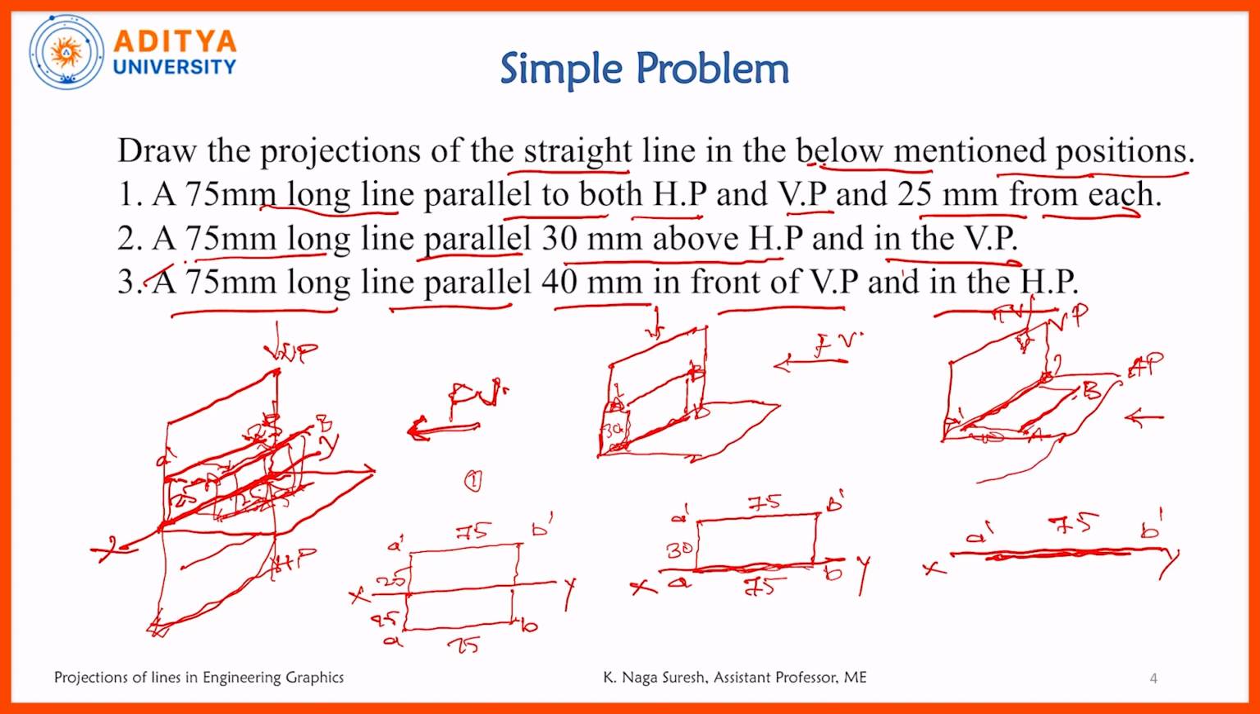So when it is rotating in the clockwise direction, the projection is also coming below the XY line. 40 mm projection, rather top view like this. This is top view A, B. So this is the 1, 2, 3. How are these projections drawn in AutoCAD? Okay, we will discuss it.